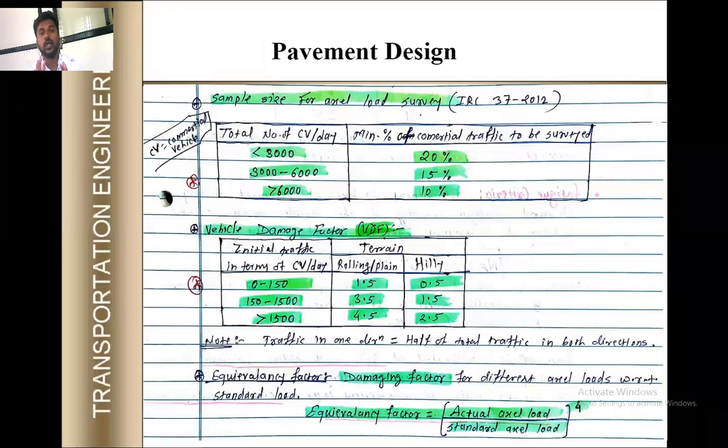And how is it calculated? The equivalent factor is equal to the actual axle load divided by the standard axle load, whole bracket raised to 4. So this is the formula to calculate the equivalency factor.